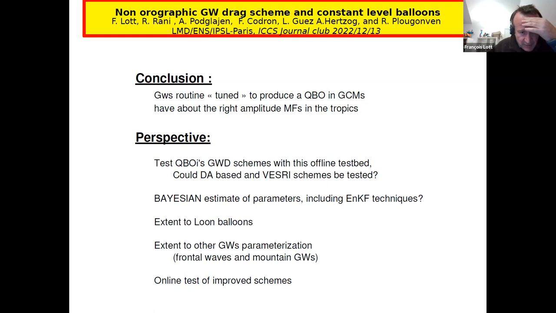We have to extend to Loon balloons, as said in the perspectives, and to the other gravity wave parameterizations, because we also parameterize frontal waves and mountain gravity waves, and the Loon balloons are going to go all over those regions. I think I've been long, or I think I've finished.